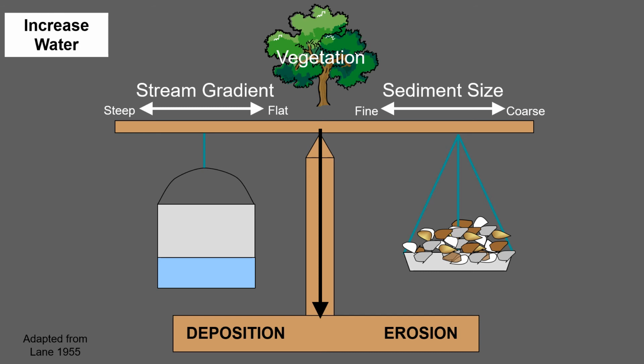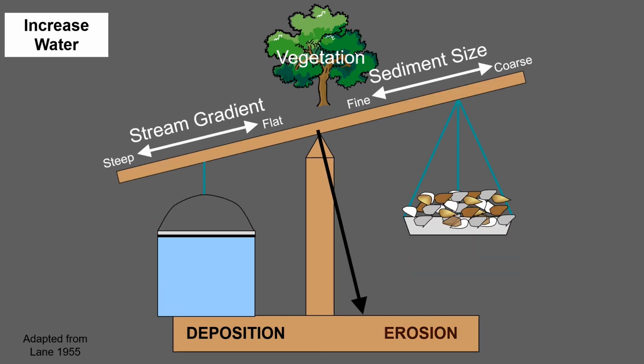Now let's move over to our water component, which is in our bucket. What will happen when we increase the amount of water that is coming into the stream system? We raise the water in our bucket, and once again, we tip the scale, and this time it points to erosion. So we see similar types of erosion of the stream bed and the stream banks from increasing the volume of water in the stream channel.